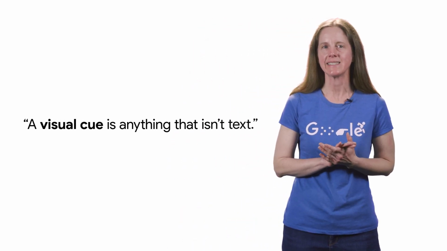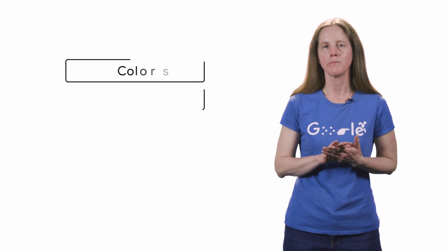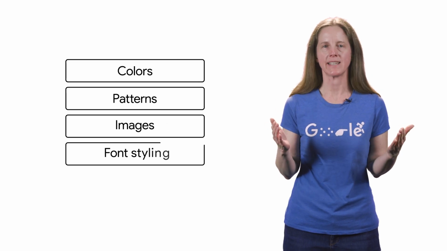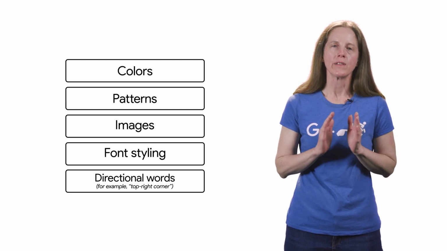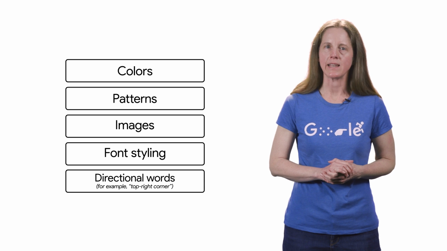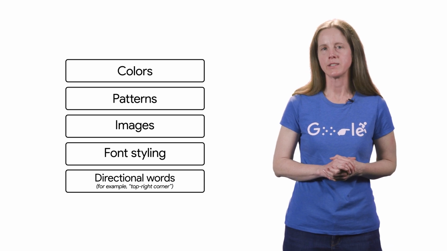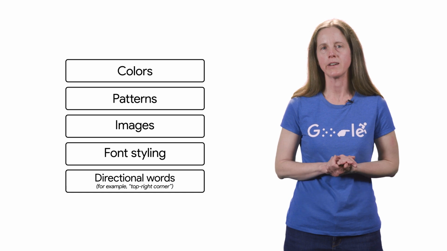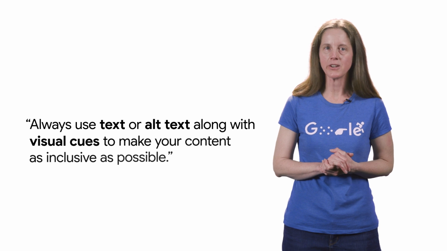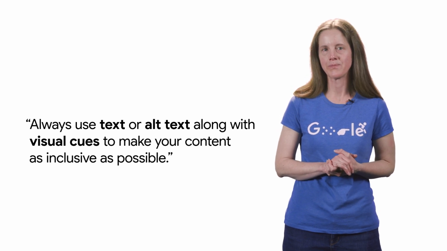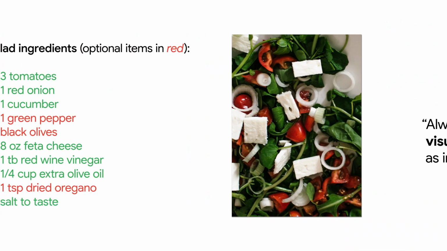To make your writing more accessible, avoid relying on visual cues for important information. A visual cue is anything that isn't text, such as colors, patterns, images, font styling, or directional words, for example, top right corner. Relying only on visual cues excludes anyone who cannot see that cue, such as those who are colorblind or visually impaired. Always use text or alt text along with visual cues to make your content as inclusive as possible. Let's look at a practical example.